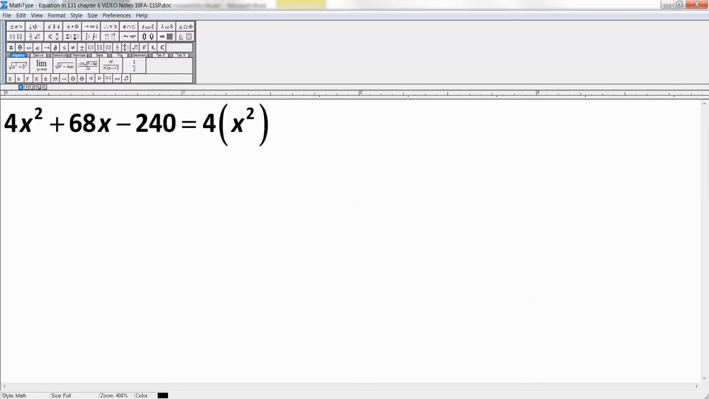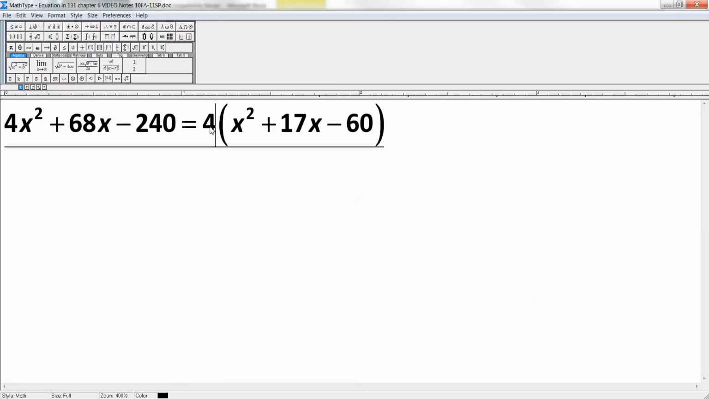Always look for those GCFs first, especially if you start seeing huge numbers like that. That's a sign that maybe there's a GCF you can do. All right, so let's see if this works, because I did this in my head. So 4 times x squared would be 4x squared. 4 times 17 is 40 plus 28, so that's 68, so that's right. And then 6 times 4 is 24, so this is 240.